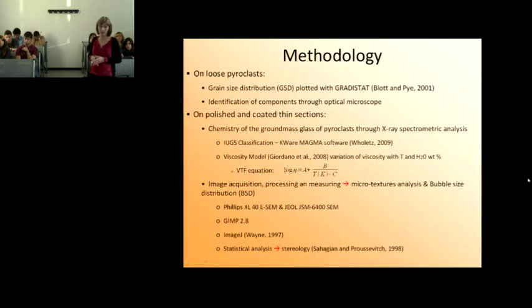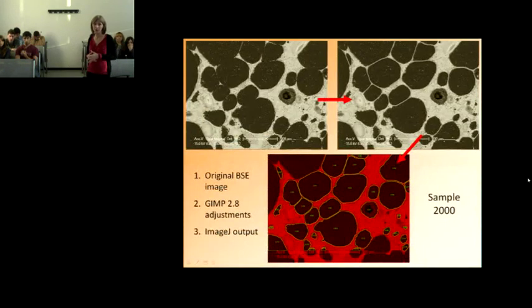Then I used the SEM to collect hundreds of images for each sample using backscattering signal. And on these images, I observed microtexture and I measured bubble size. To measure the vesicle diameter, I used ImageJ, which is a public domain Java-based image processing software that is provided with a macro editor. A macro is a written sequence of commands which allow you to automate long processes.